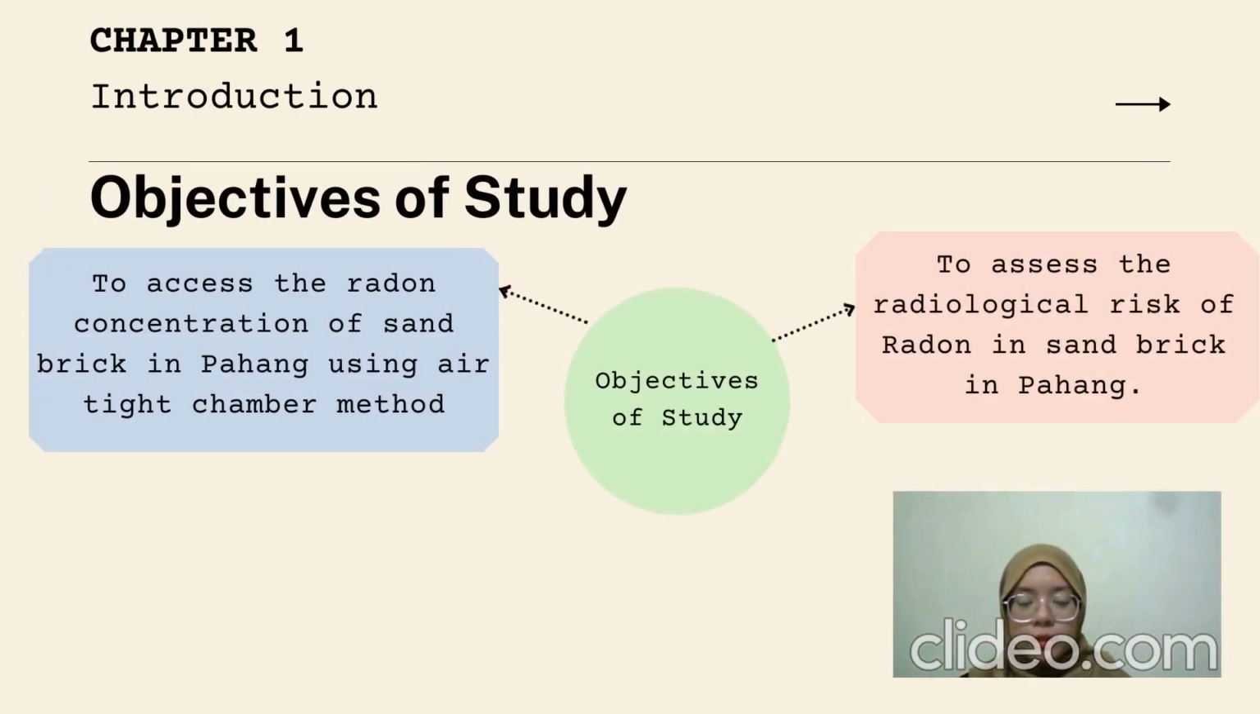Objectives of study. The aim of this study is to determine the assessment of radon emanation rate from sand brick used as building materials in Pahang using the airtight chamber method. The objectives of this research are: first, to assess the radon concentration of the selected sand brick by using airtight chamber, and second, to assess the radiological risk of radon of selected sand brick in Pahang.